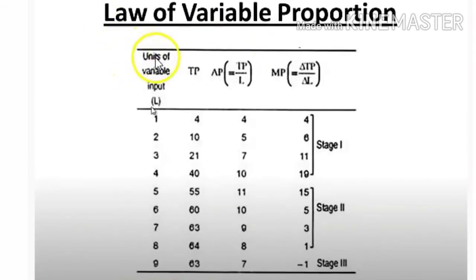This is the table that shows the units of labor input. Only the variable factor is taken here, that is 1, 2, 3, 4, 5, 6, 7, 8, 9.